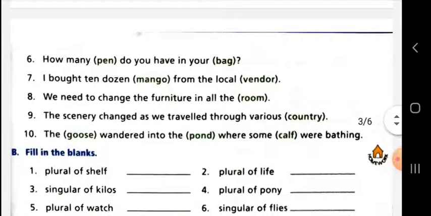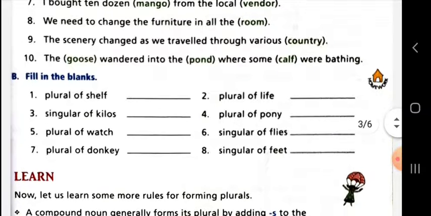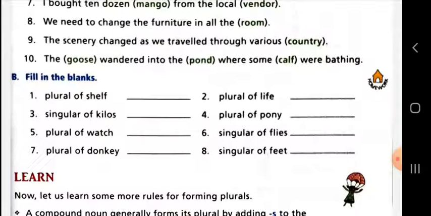Ten exercises are given. Exercise B, fill in the blanks. In these exercises, you have to write the plural of self. As I told you, if the last letter is F, then you need to add VES. So you will write here selves. Second, life, you will write here lives. In such a way you will solve exercise B.